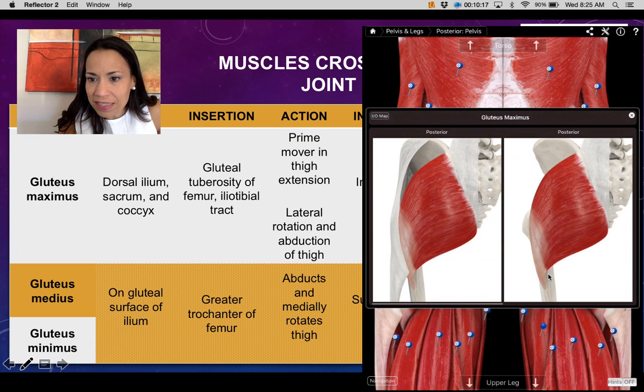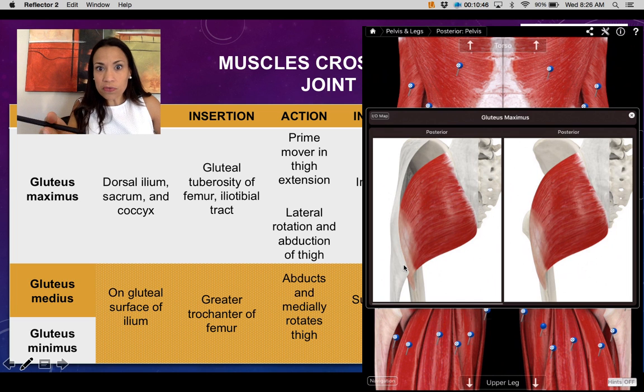Well, this is the pectineal line, and this is the gluteal tuberosity, this line in here. And they fuse together, kind of. But in the middle we have the linea aspera. So gluteus maximus inserts in the gluteal tuberosity of the femur, and right here you can see it, right? We will see it in the picture again, in the iliotibial tract, just like tensor fasciae latae.